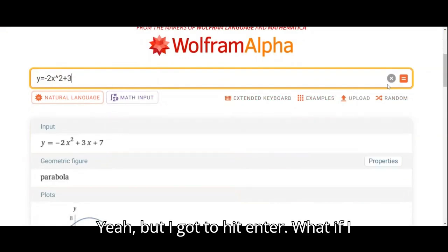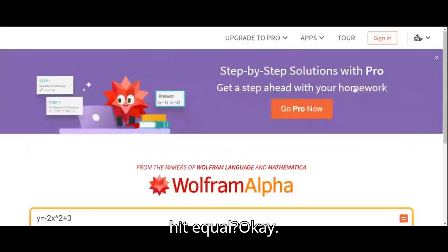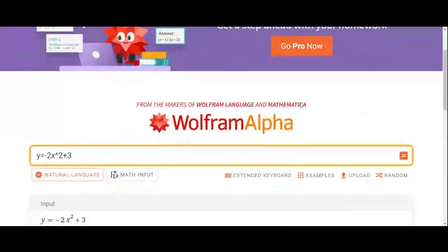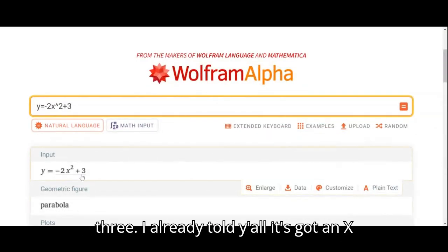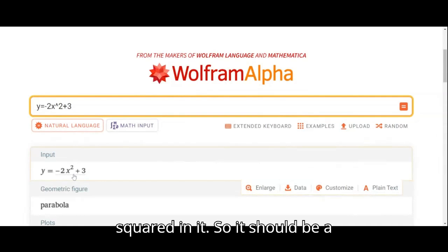Yeah, but I got to hit enter. But what if I hit equal? Okay, I think that's all right. So -2x squared plus 3. I already told y'all it's got an x squared in it, so it should be a parabola, right?